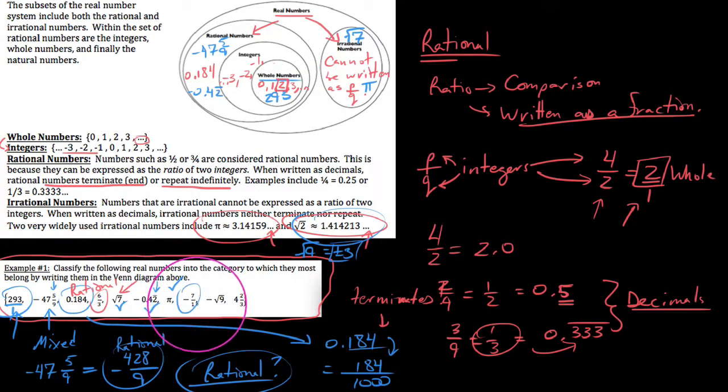Negative 7 wholes. Okay, well, this is a ratio of 2 integers. We say it's also negative, so it's also an integer. Negative 7 is on this list here of integers, but it's not a whole number because whole numbers are only positive. So we say negative 7 is on this list here.